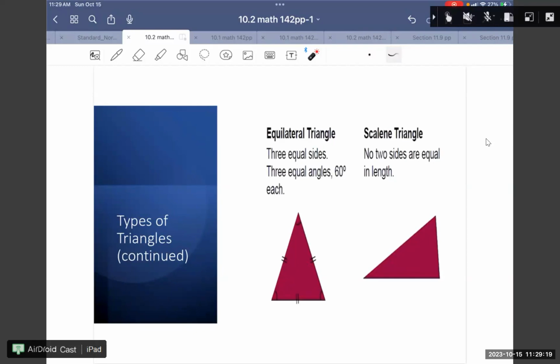And then we have the scalene triangle, with no two sides equal in length. No two sides are equal.